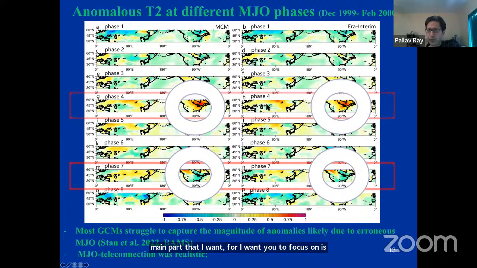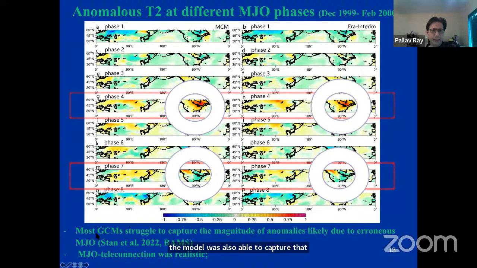So this is phase 4 from ERA-Interim, when MJO is actually active in the tropics. And that is the time when you actually see positive or warmer anomalies in this part of the world. And the model was able to capture that very efficiently. Now, if you come to phase 7, when MJO is somewhat inactive in the tropics, that's when you actually see a reversing sign, particularly in the northeastern part of North America. And you see that the model was also able to capture that.